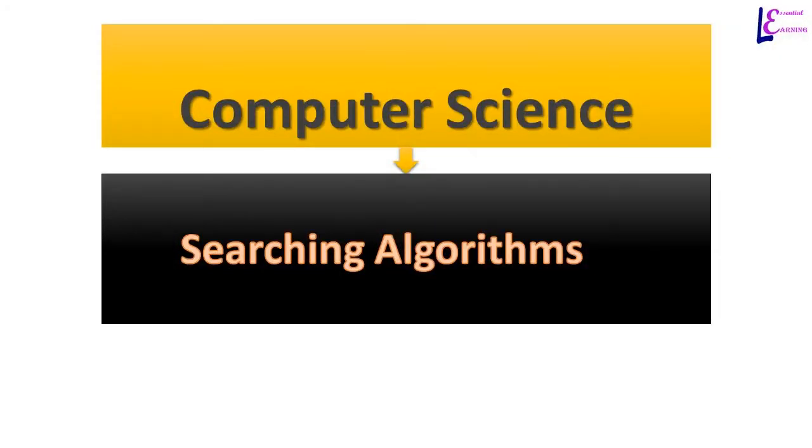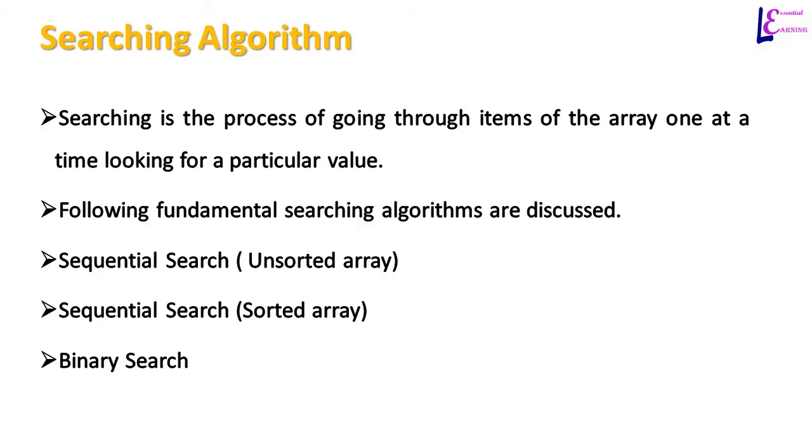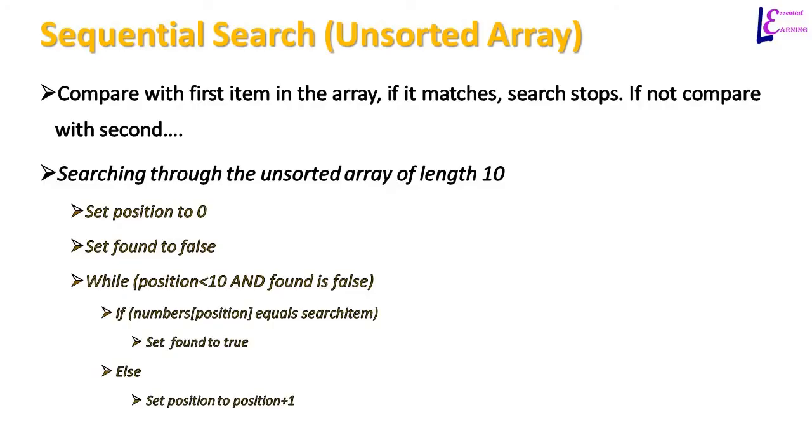In this video, we will look at search operation and fundamental search algorithms in computers. Searching is the process of going through items of the array one at a time looking for a particular value. We will discuss following fundamental algorithms related to search operation. Sequential search with unsorted array, sequential search with sorted array, and binary search.